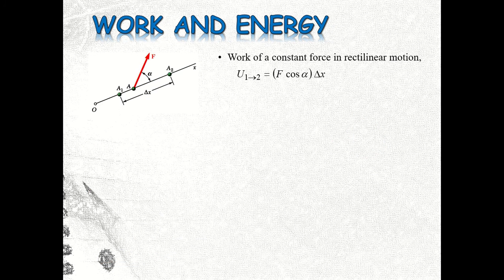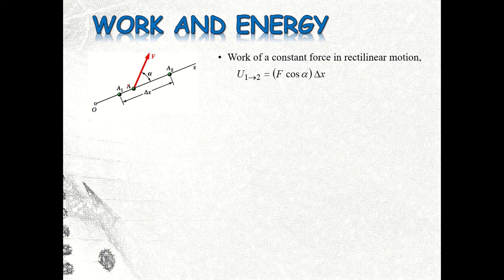Now, work of a constant force in rectilinear motion. We can also determine the work of a constant force in a rectilinear motion. So we have here, for example, this is our reference point, a fixed point where the particle moves initially at t equal to 0, assuming the particle is here at point O, and at t equal to t1, for example, it moves to this particular position at A1. And then it moves to this point A.